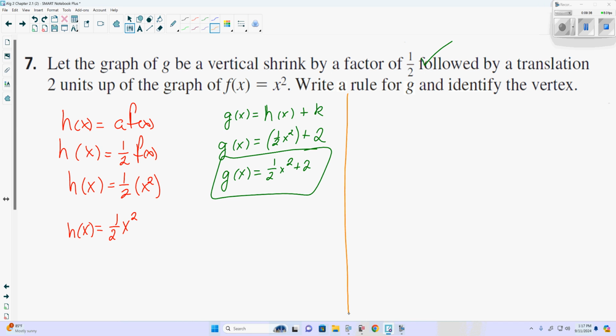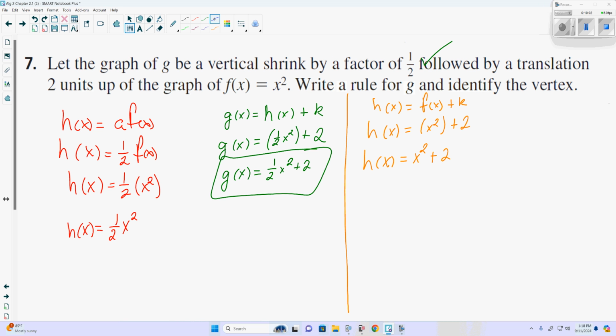Because as I said before, order of this matters. Let's apply it in the reverse order. So if I said h of x is equal to f of x plus k, well, that'd be our x squared plus 2. No big deal. That's an easy one to apply to it.